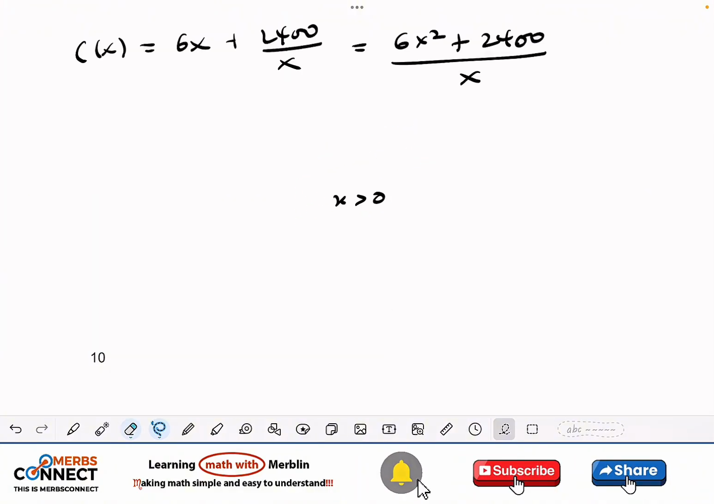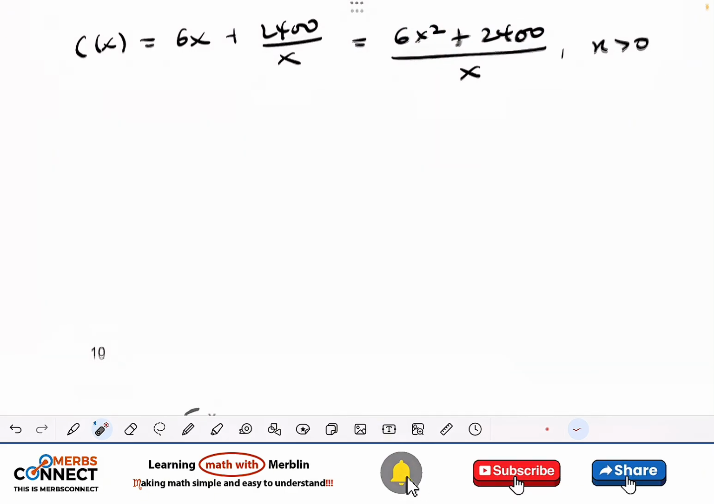So that will be our domain, right? So our domain will be x should be greater than 0, because here there's no value of x that's going to make this one 0, because this one is squared. So now that's our domain.